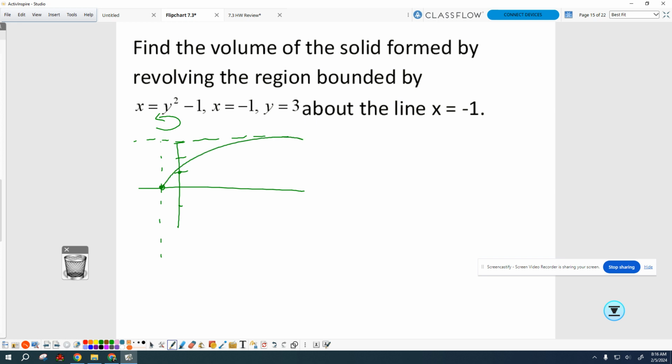So positive. Yeah, no, I think it was the only reason, because plug in 0 for x, positive. Is that the shape that we're spinning? Is this weird hook? x equals -1, this vertical line is what we're spinning around. y equals 3 is the top. And then this curve. When y is 0, x is -1. When y is 3, x is 8. And it's a parabola-y thing.